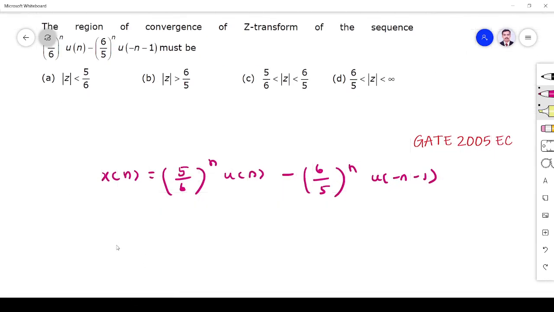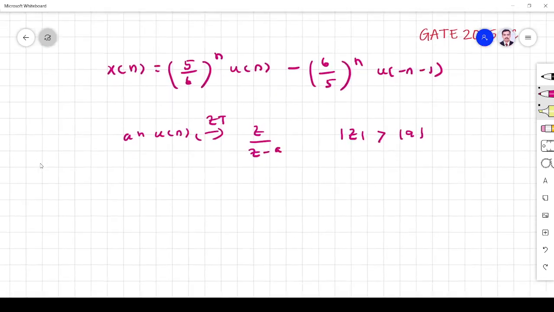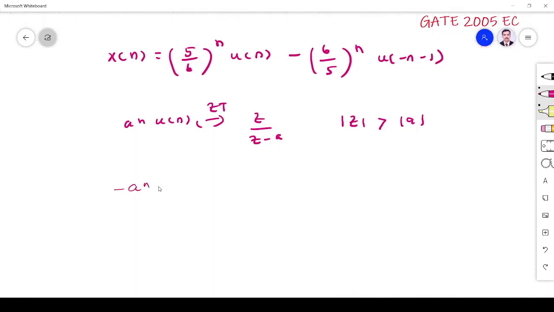So we know that a^n u(n) has the Z-transform z by z minus a, with ROC mod z greater than mod a, or minus a^n u(-n-1) has the Z-transform z by z minus a, with mod z less than mod a.